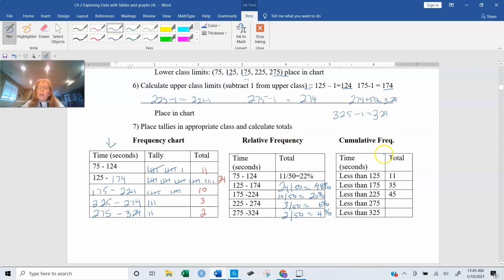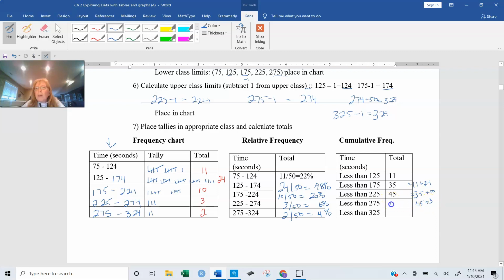Your cumulative frequency is adding them up. So my first time I had 11, so I have 11. To get to 35, that's 11 plus 24. That equals your 35. Then your next one, you're going to take your 35 you had, and we have 10 in the next set. That gives you your 45. Okay, continue.